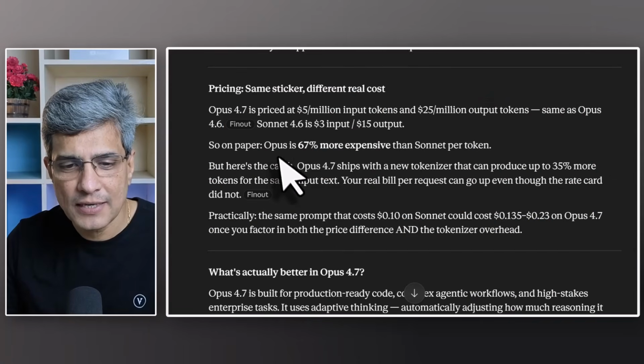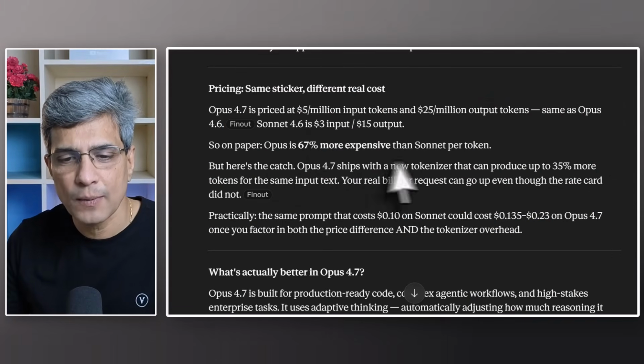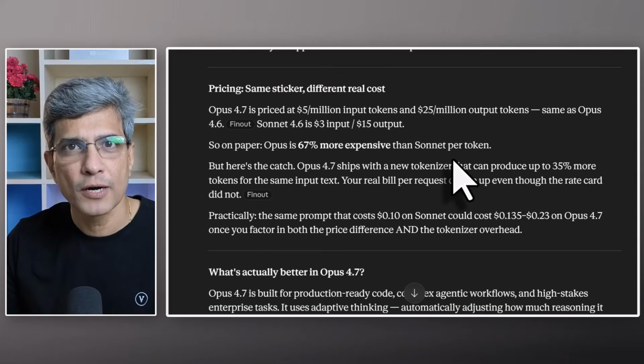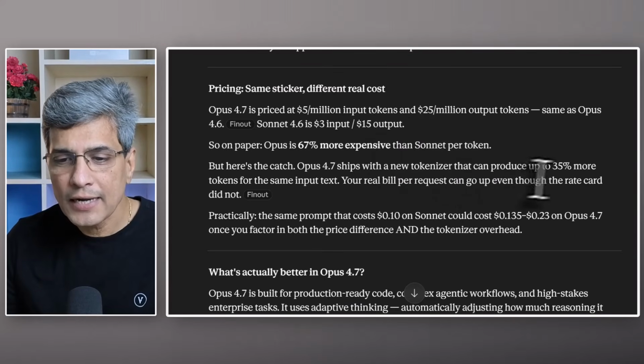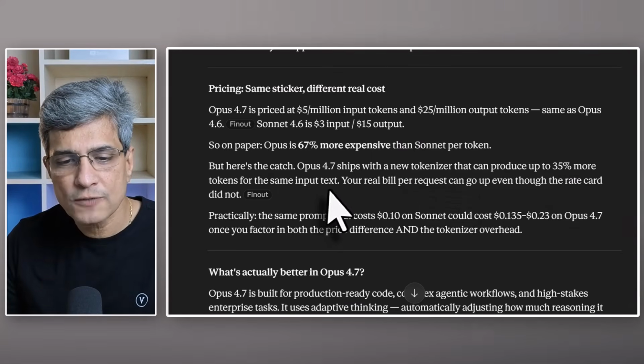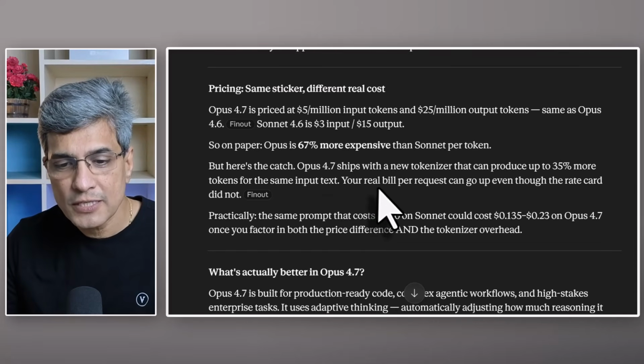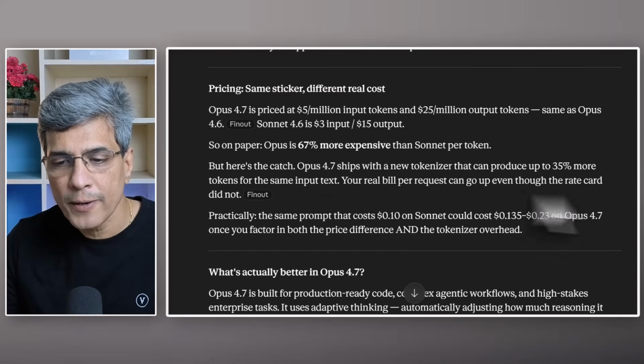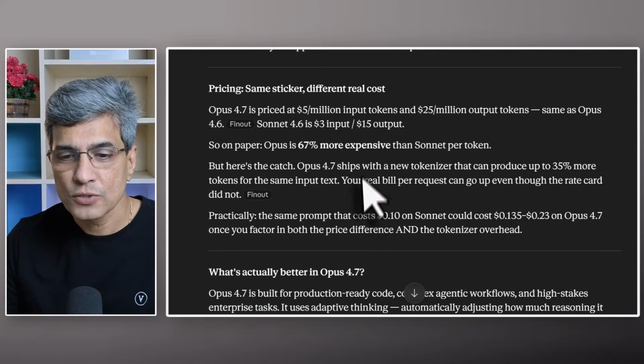Now, the third con is Claude Design works with Opus 4.7, and Opus 4.7 is a model that guzzles tokens. I'm not saying this, Claude itself says it. You can see that Opus is 67% more expensive than Sonnet per token. And not only that, it can produce up to 35% more tokens for the same input cost, which means your real bill per request can go up even though the rate card did not. So that means that this model guzzles tokens and it is pretty expensive to create your slide deck.